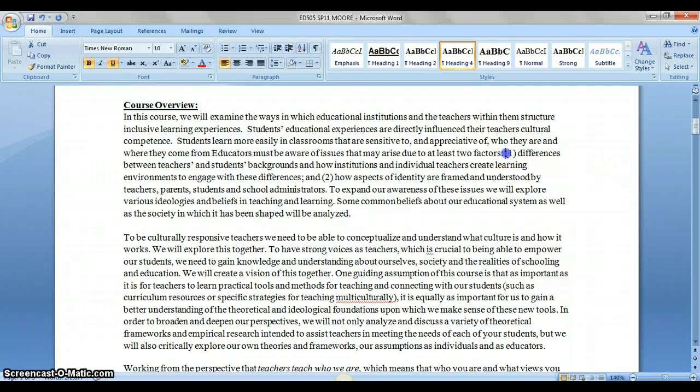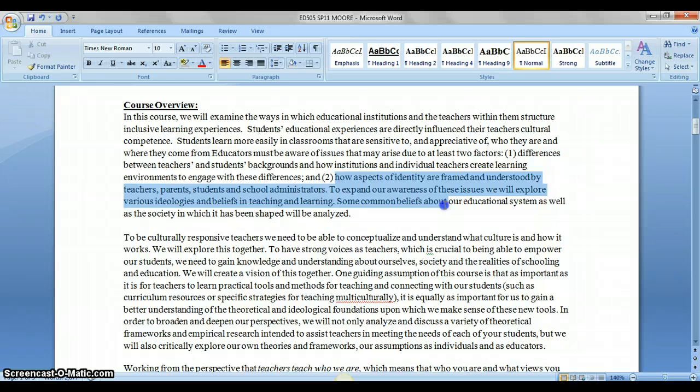So, as you can see right here, the number one is the differences between teachers and student backgrounds, and how institutions and individual teachers create learning environments to engage these differences. If we were all green, we all have differences. But when we magnify, or when we put those differences more on the visual, contextual background level, then there are a certain number of elements that we must be aware of as educators if we're going to be culturally responsive, understanding and inclusive. How the aspects of identity are framed and understood by teachers and parents and administrators.